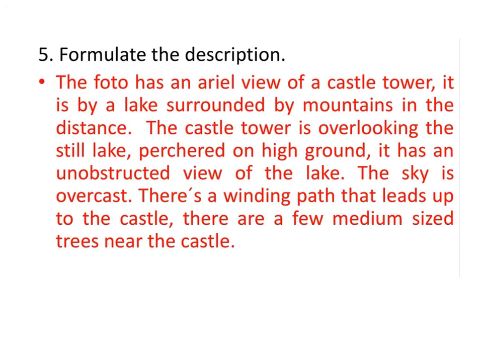Now we're going to read the description that has been formulated. Well, let's read the description. It says, the photo has an aerial view of a castle tower. It is by a lake surrounded by mountains in the distance. The castle tower is overlooking the still lake, perched on high ground. It has an unobstructed view of the lake. The sky is overcast. There's a winding path that leads up to the castle. There are a few medium-sized trees near the castle.